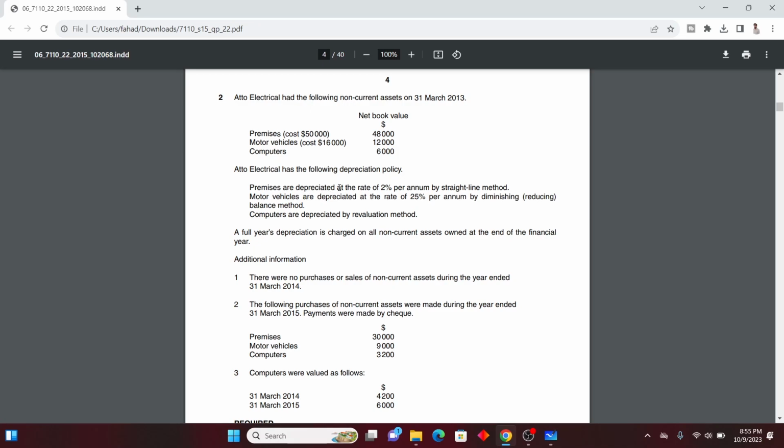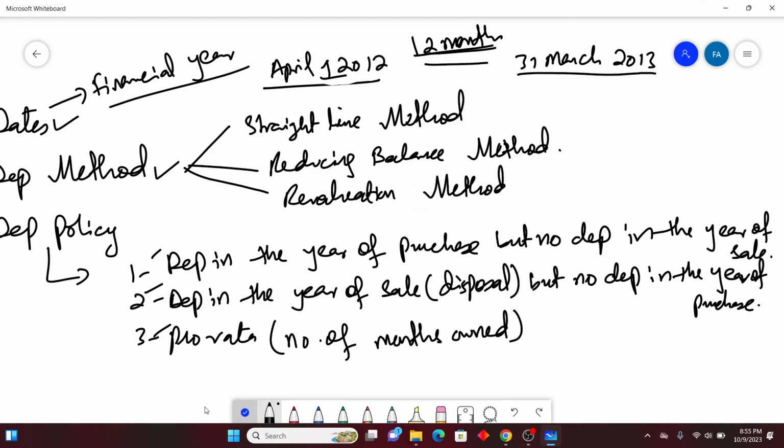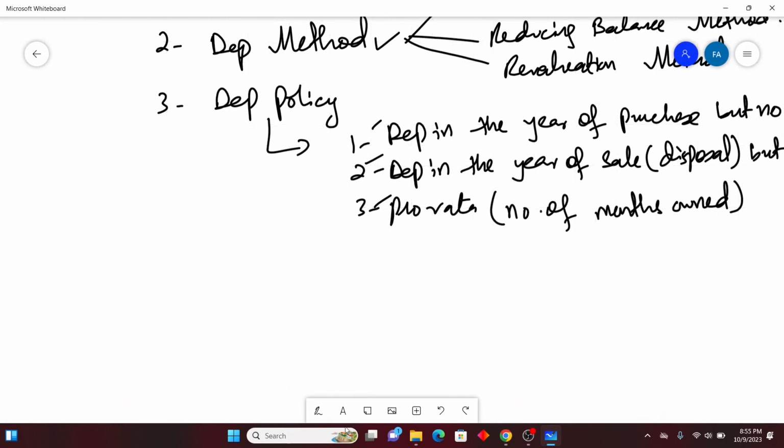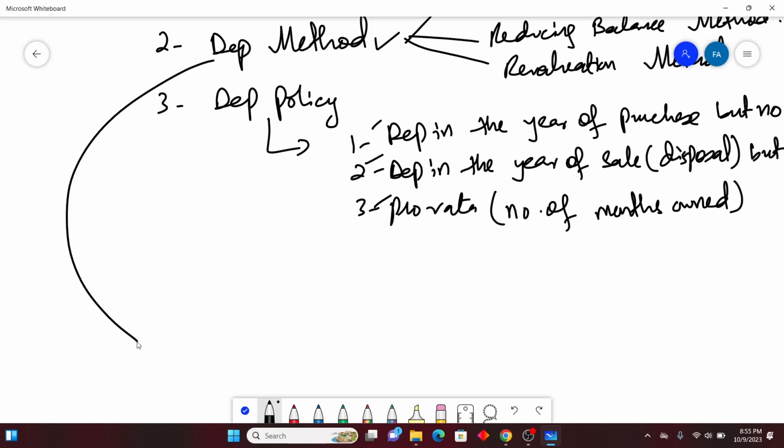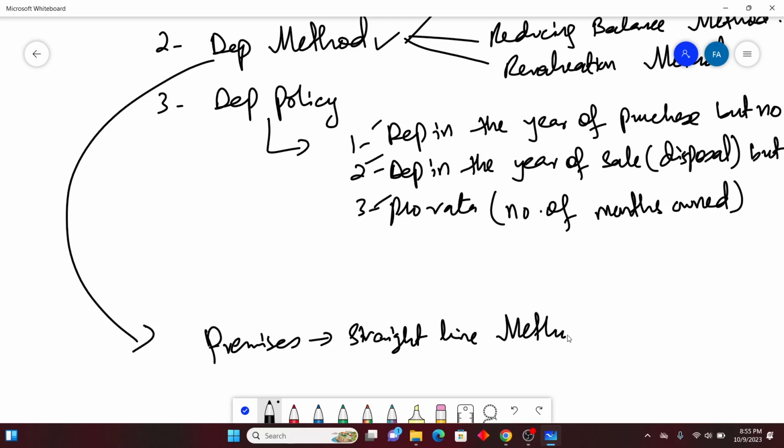The second thing which you have to see in a question is the depreciation method. So for premises, depreciation at the rate of 2% per annum by reducing balance method. So let's write it down over here. For the depreciation method, I'll be just writing it down over here, that depreciation for premises is for straight line method. Okay. So for premises, we have a straight line method, which is 2% per annum.